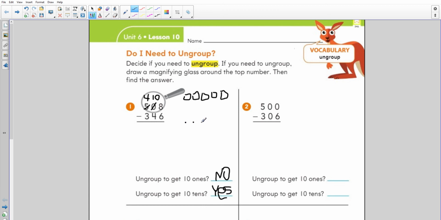So then we have our 8 ones. We have no 10s because in 508 there's none. Well, what do we do? We're going to ungroup, and when we ungroup, we are going to get those 10 tens. 1, 2, 3, 4, 5, 6, 7, 8, 9, 10. Let's see if we can make that one a little longer. There we go. So this is the change that happens. I have 4 hundreds now, I have 10 tens, and I still have my 8 ones. Then I can go ahead and do my subtraction.